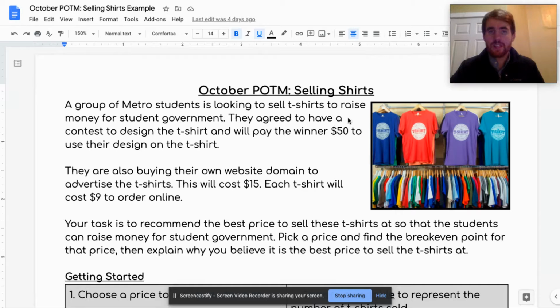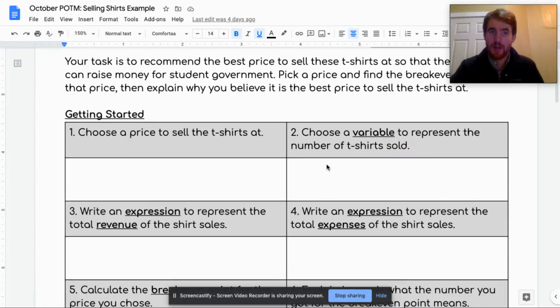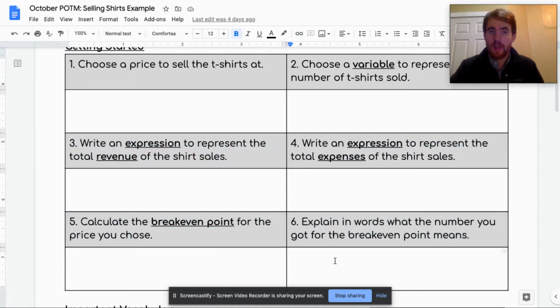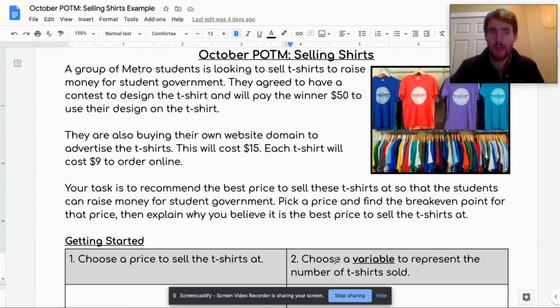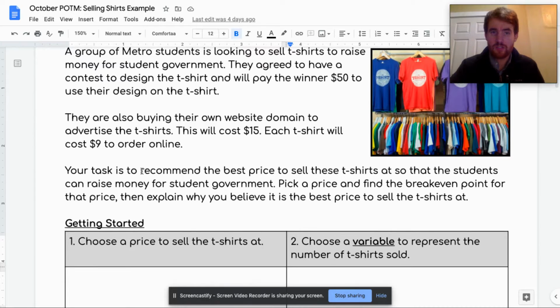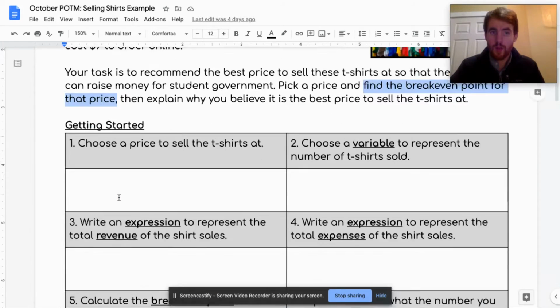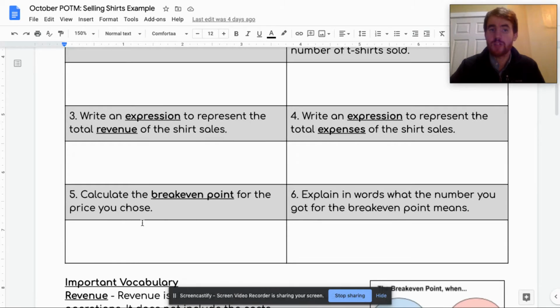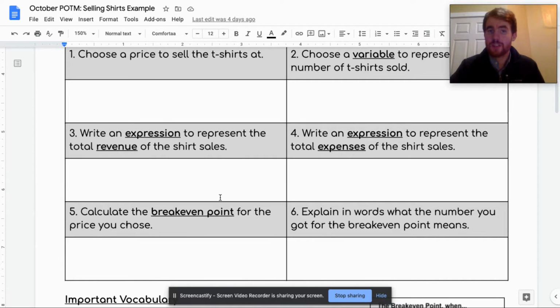So here is the October problem of the month. Now, last week, hopefully you've already answered all 6 of these getting started questions. And these questions, if you answered all of them, you've actually already solved the problem. You'll note that the problem says your task is to recommend the best price to sell these t-shirts and find the break-even point for that price. Well, what did you do in these questions? You chose a price, and eventually in question number 5, you found the break-even point. So if you answered all of these 6 questions, you've solved the problem and you're ready to start the write-up.